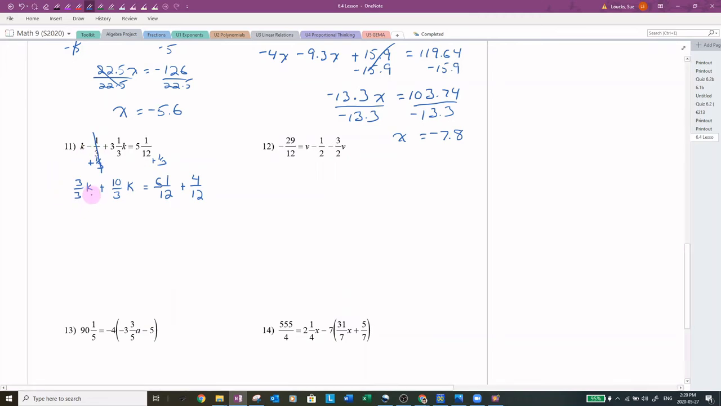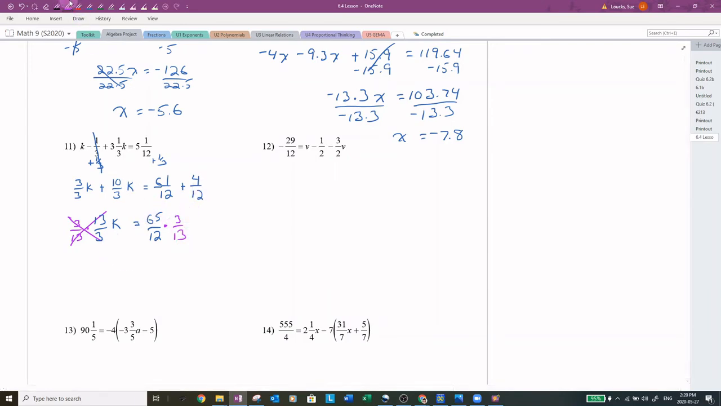All right. So now I'm going to combine these like terms. So I've got 3 over 3 and 10 over 3. That's 13 over 3k. And that equals 65 over 12. Okay. And instead of dividing it by 13 over 3, I'm going to do what's essentially the same thing, which is I'm going to multiply both sides by 3 over 13. I'm going to multiply it by the inverse. So these 3's cancel, these 13's cancel, and all I'm left with on the left side is the k.